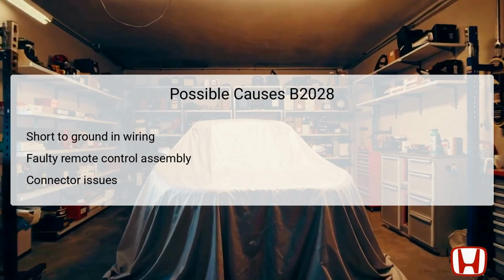Secondly, a faulty remote control assembly can also trigger this DTC, as internal failures can lead to an inability to process or send signals accurately. Lastly, poor connections or corrosion at the connectors can interrupt communication within the system, leading to intermittent issues. Understanding these potential causes is crucial for effective troubleshooting, as it guides technicians in systematically identifying and repairing the issues at hand. Addressing the root cause promptly can prevent further complications and maintain the vehicle's integrity.